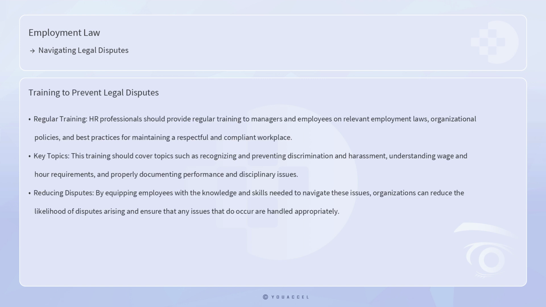Training is another essential component of preventing legal disputes. HR professionals should provide regular training to managers and employees on relevant employment laws, organizational policies, and best practices for maintaining a respectful and compliant workplace. This training should cover topics such as recognizing and preventing discrimination and harassment, understanding wage and hour requirements, and properly documenting performance and disciplinary issues. By equipping employees with the knowledge and skills needed to navigate these issues, organizations can reduce the likelihood of disputes arising and ensure that any issues that do occur are handled appropriately.